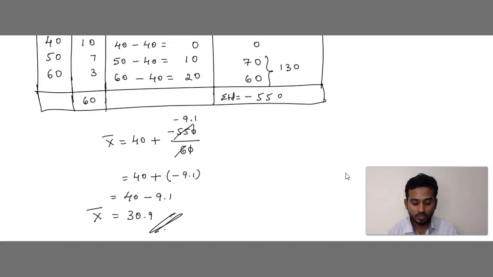Got it? Now let me solve by the step deviation method. How to solve using the step deviation method? Out of these three methods, whichever is easy for you, you can go ahead with that method, children. Done?